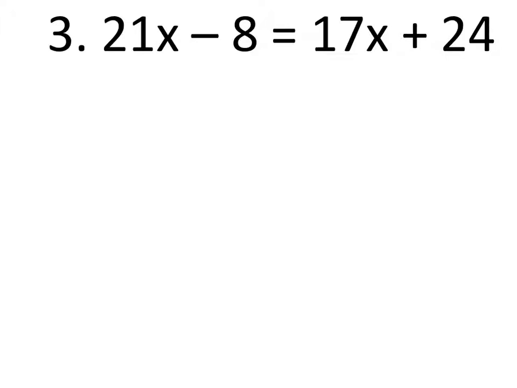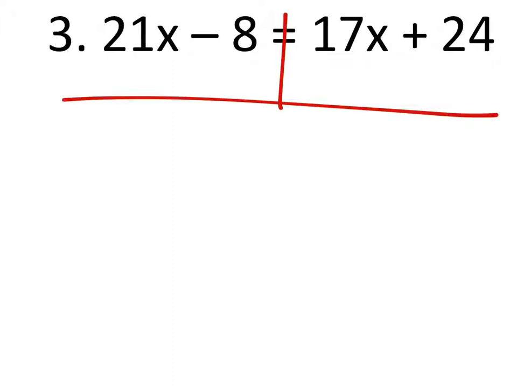All right, 21x minus 8 equals 17x plus 24. Now remember, we don't want x's on both sides of the equal sign, so this is why the T method is so nice, because it shows us each side of the equal sign. So do we want to get rid of that 21x or the 17x? Again, it doesn't make a difference, but you get to choose. 17x. How do I get rid of 17x? Minus 17x. But if I do it to one side, gotta do it to both. And that becomes now a 0 right here.